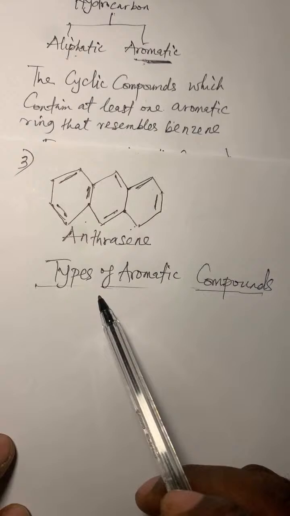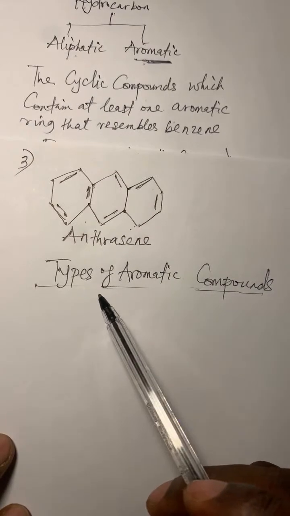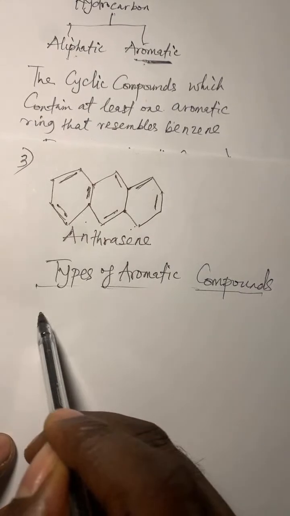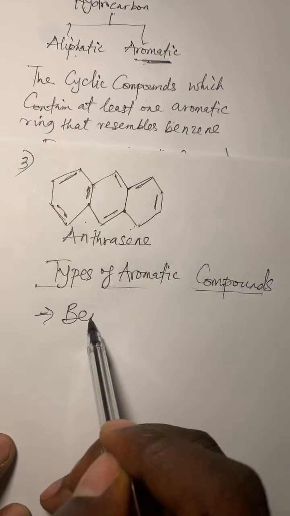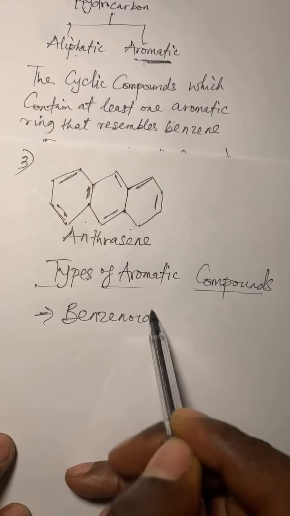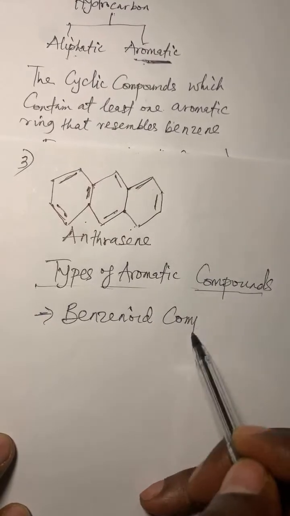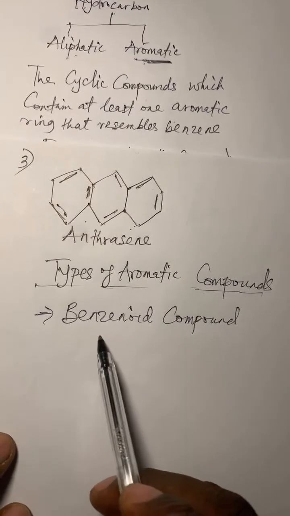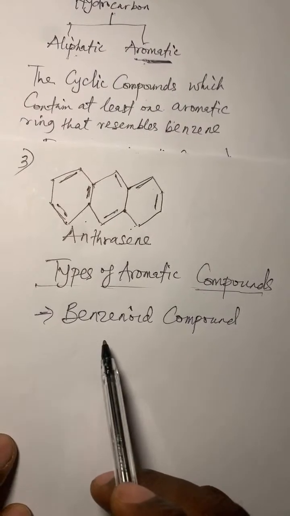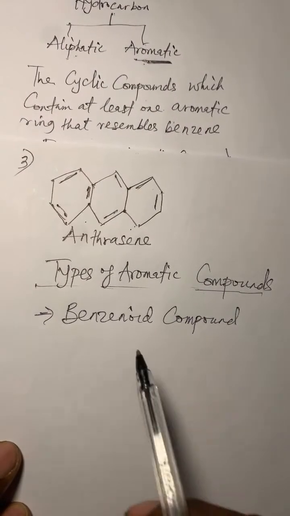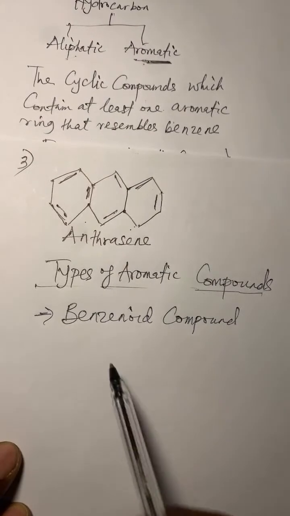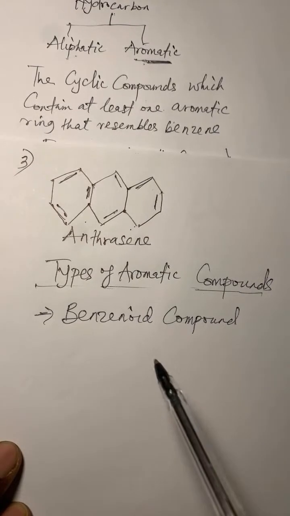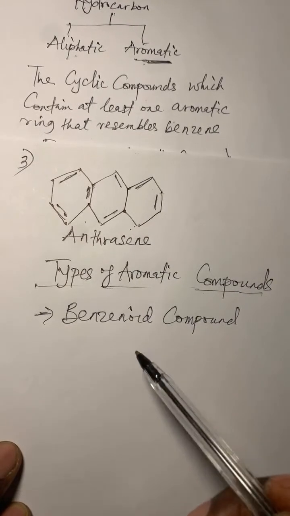So we have two types of aromatic compounds. The first one is what we call the benzenoid compound. And what is this benzenoid compound? Can you please put it down? When we talk about benzenoid compound, this is a type of aromatic compound that has a benzene ring in it. Benzenoid compound is a type of aromatic compound that has a benzene ring in it. Examples are benzene, naphthalene.